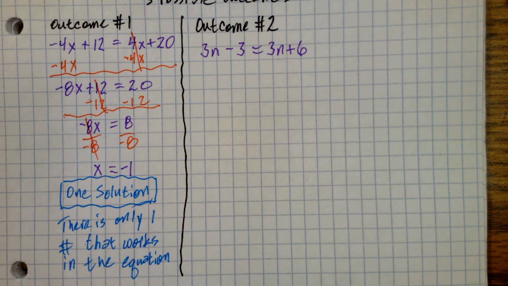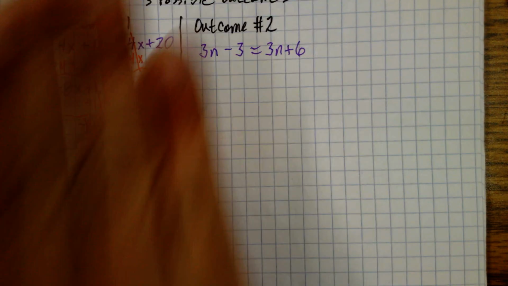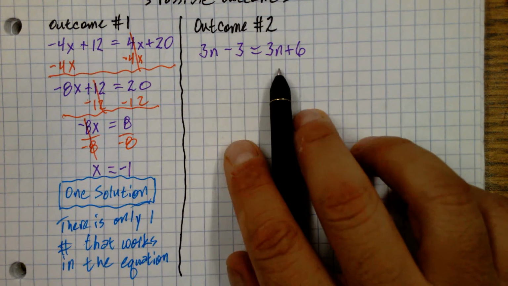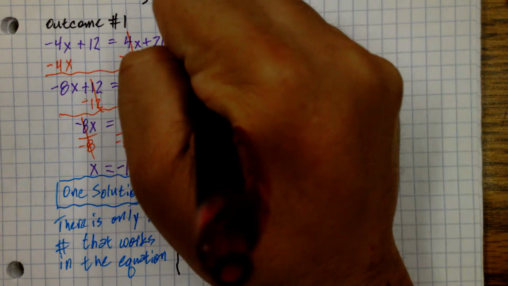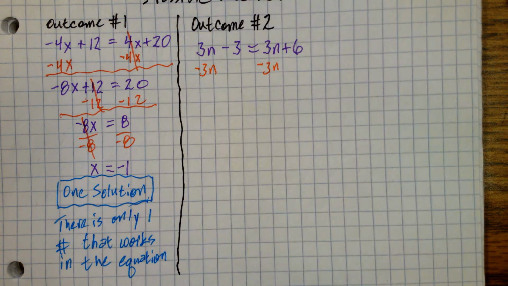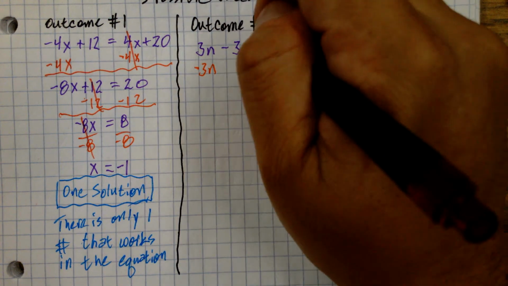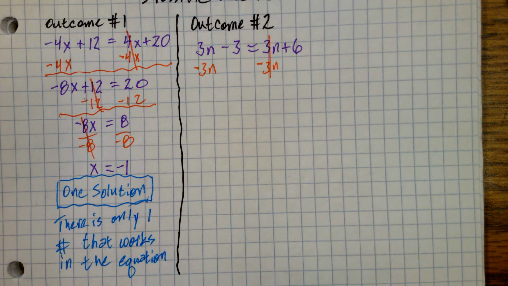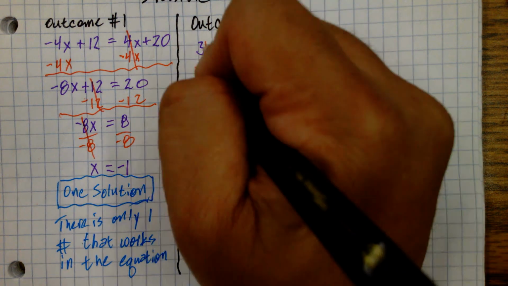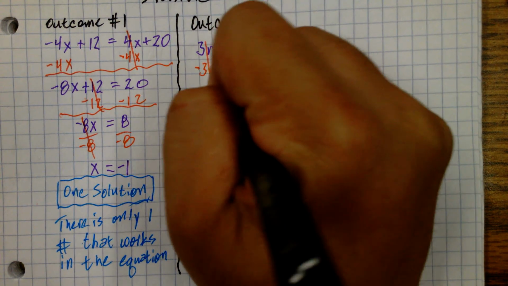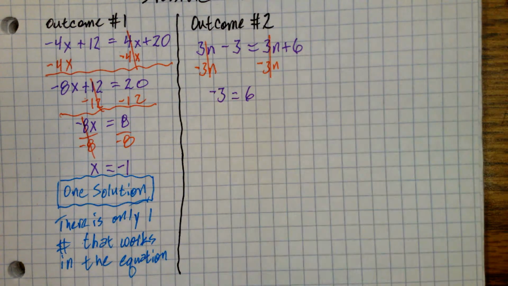I don't have to distribute. I don't have to combine on either side. So let's get rid of the 3n on the right. So I'm going to put negative 3n. Okay? What do you notice? It cancels on both sides, right? You see that? That's going to happen sometimes. The variables will cancel on both sides. We do have something left, though. On the left, we have negative 3. On the right, we have the number 6.